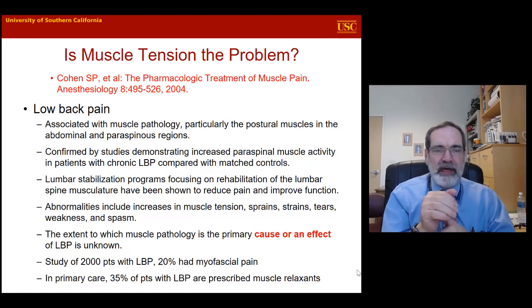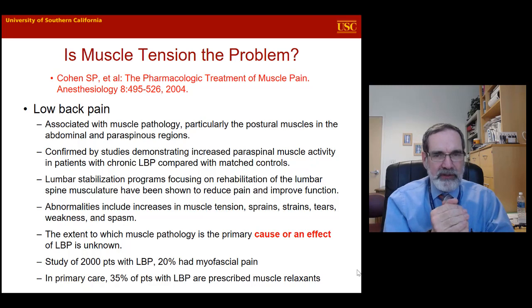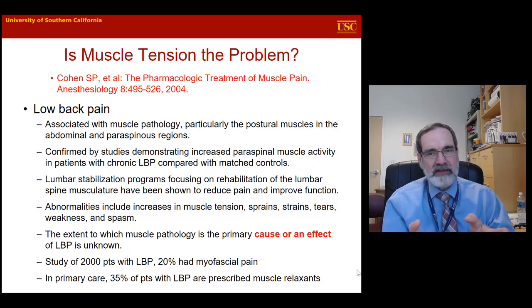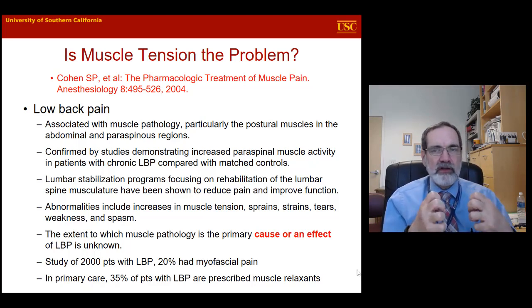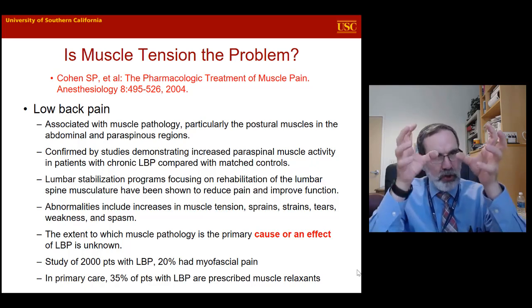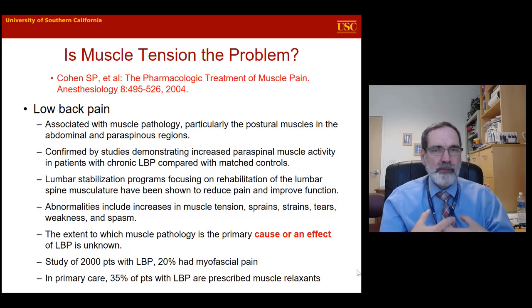How about for low back pain? Again, this is an area where lots of patients get treated with muscle relaxants. In primary care, 35% of patients with low back pain are prescribed muscle relaxants. Low back pain often is associated with muscle pathology, particularly in the large muscles that maintain our posture, which are in the paraspinal along the spine, and in the abdomen, the abdominal wall muscles.